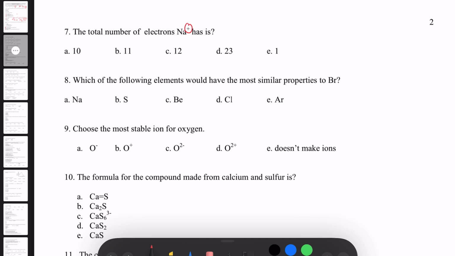So right here, sodium has an oxidation number of +1. When it's +1, we don't need to write the 1. It's kind of a given that the 1 is there. Just a positive is fine. So the question is the total number of electrons in sodium with an oxidation number of +1.